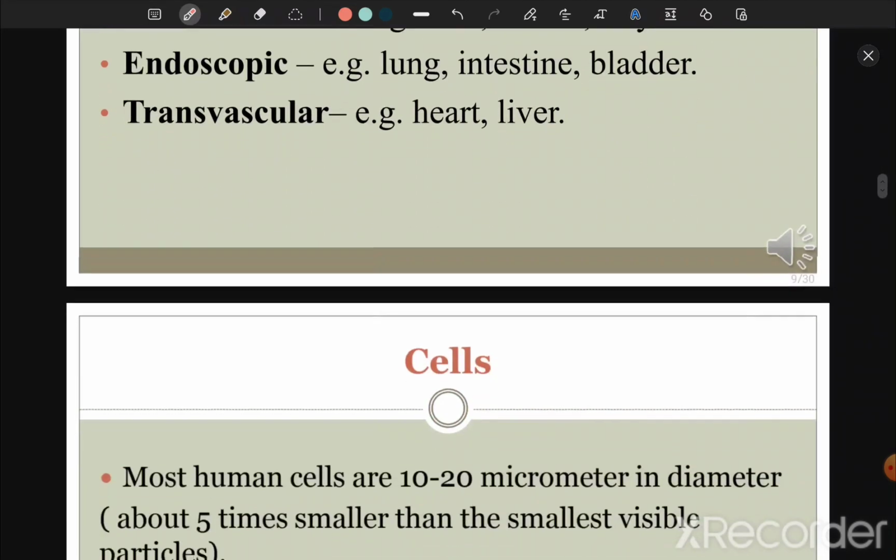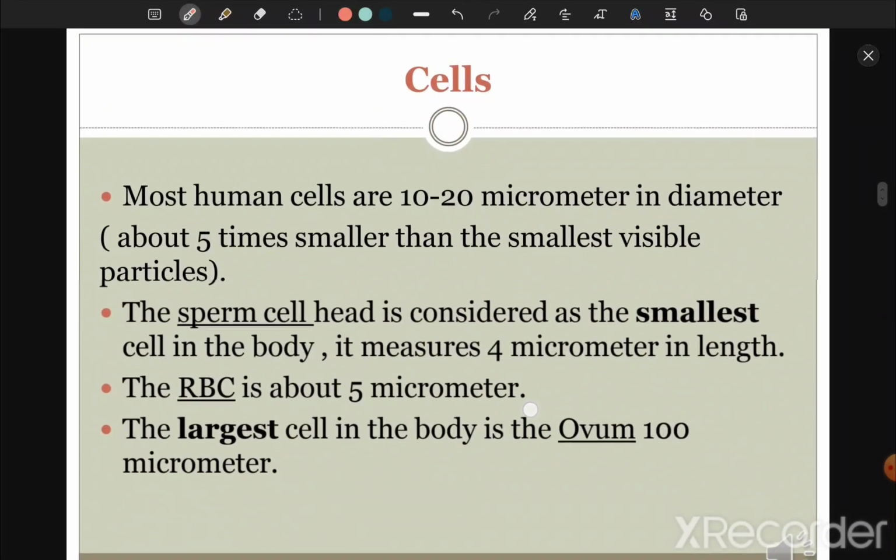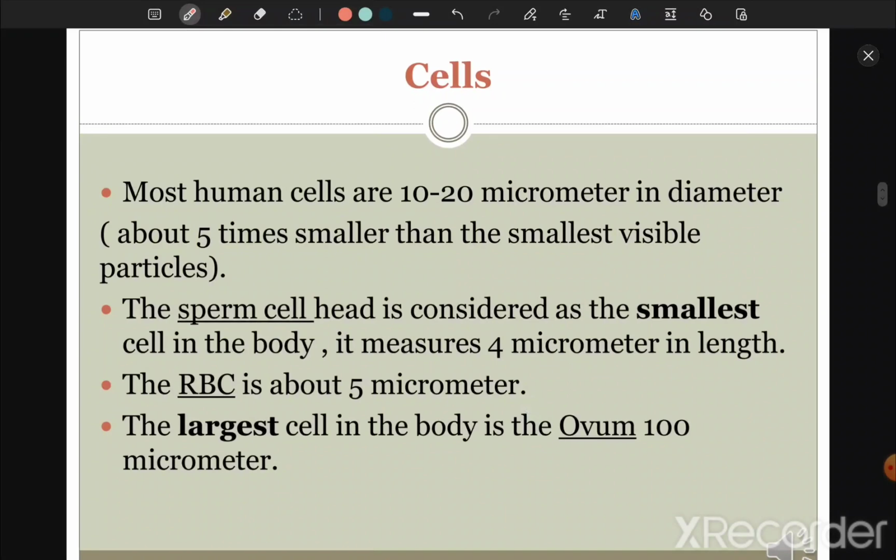Regarding the cells, you know we have many different types of cells in the body, and they have different sizes. But in general, most human cells are about 10 to 20 micrometer in diameter, about 5 times smaller than any object seen visibly by the naked eye. The sperm cell head is considered to be the smallest cell in the body, about 4 micrometer in diameter, while the RBC is about 5 micrometer in diameter. The largest cell in the body is the ovum, which is about 100 micrometer in diameter.